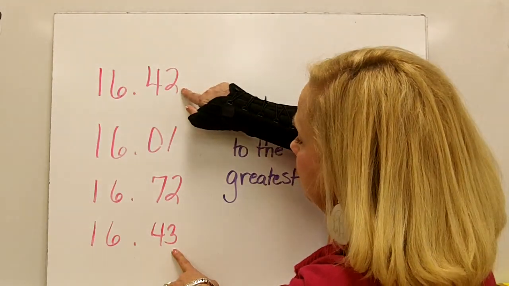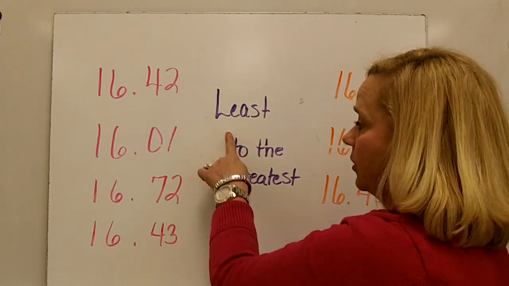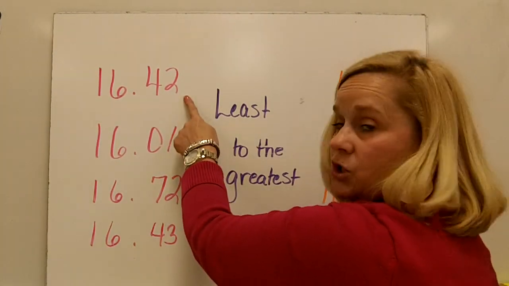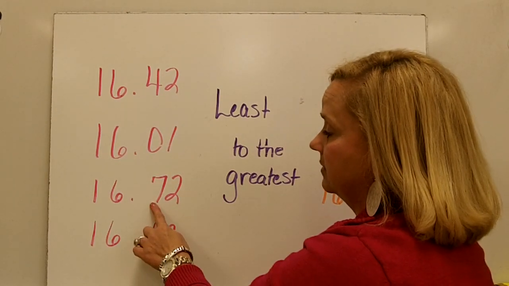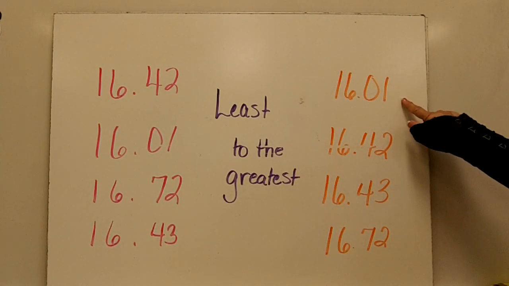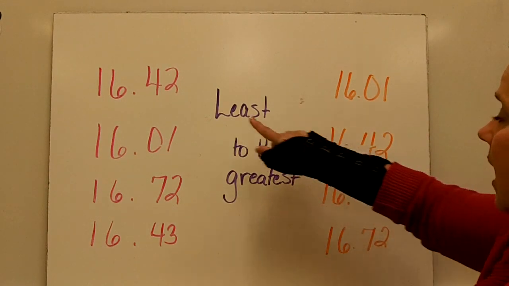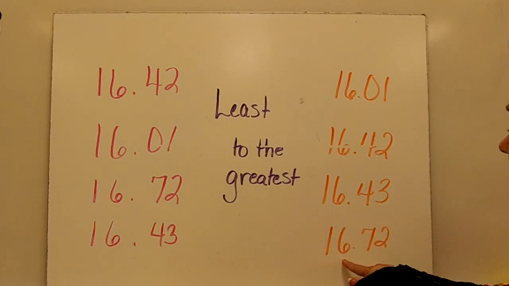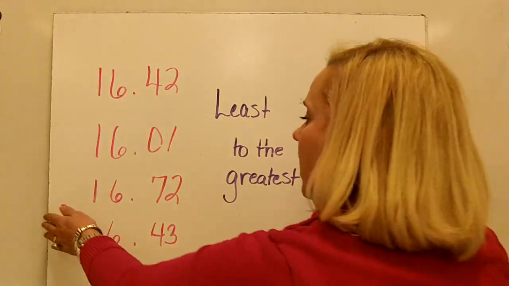So I have a 2 in this hundredths place, and a 3 here. Since I'm ordering from the least to the greatest, 2 is smaller than 3, so 2 would be my next number. This would be my third number, and then the 7 here would be last. So if I'm ordering from the least to the greatest, this is what my numbers look like. 16 and 1 tenth, 16 and 42 hundredths, 16 and 43 hundredths, and 16 and 72 hundredths. And that's ordering from the least to the greatest.